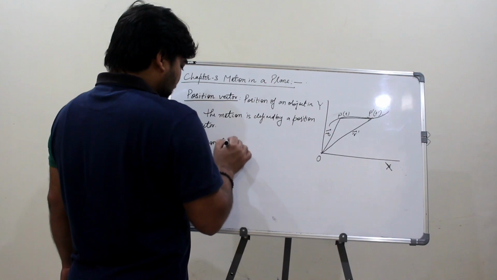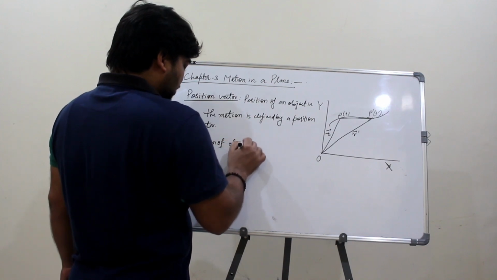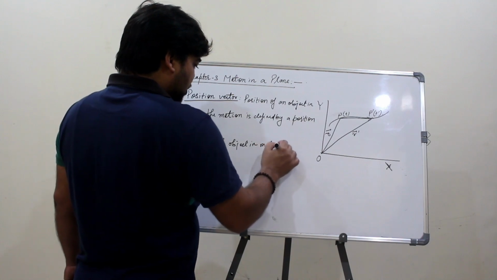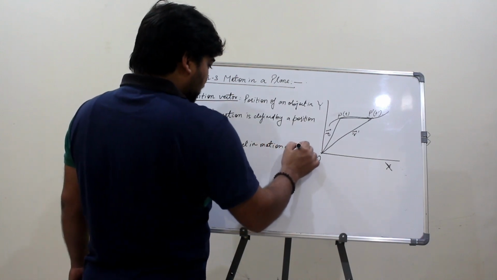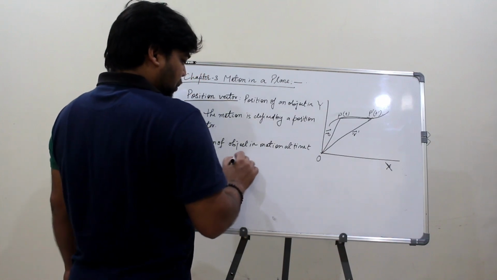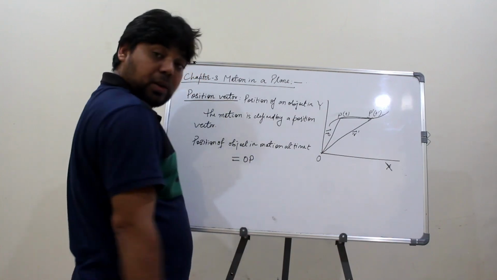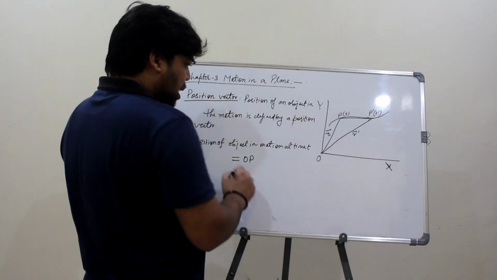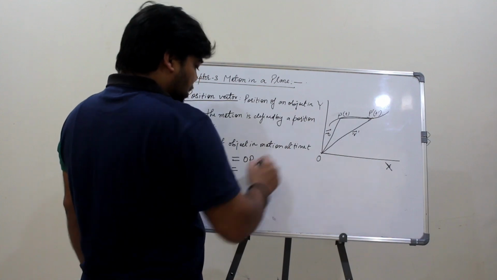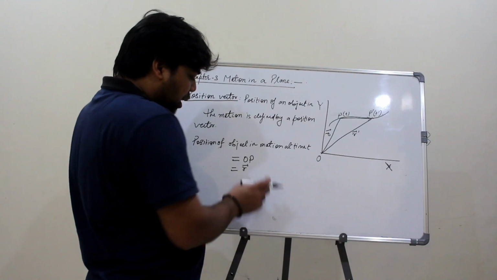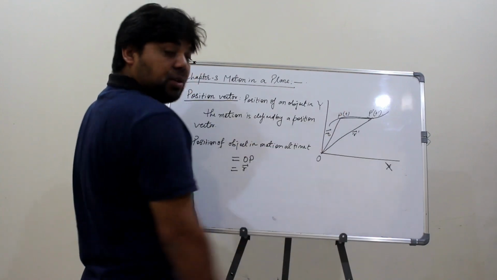Position of the object in motion at time t is what? It is nothing but OP, right? OP is at time t, and what is OP? It is nothing but the vector r, right? So it has magnitude mod r and direction, right?